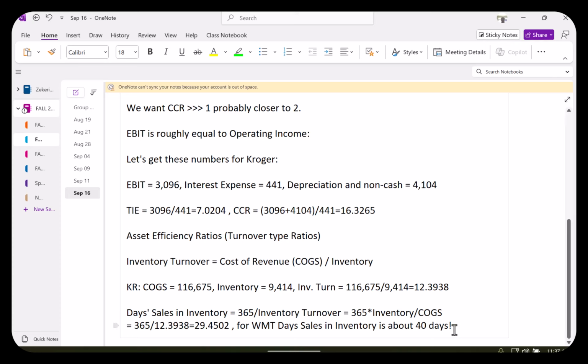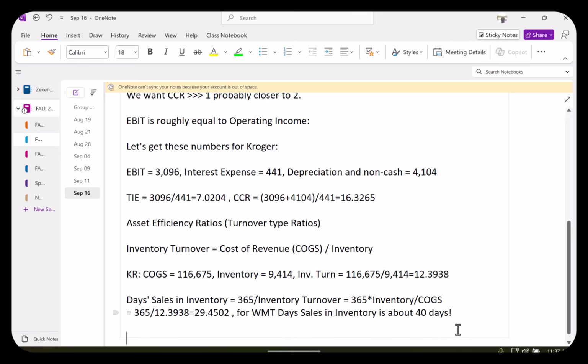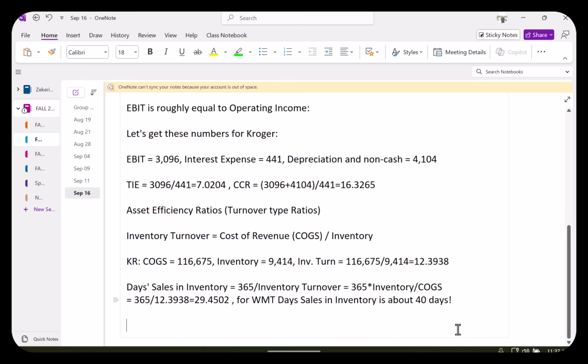Remember, if inventory stays on your shelves a longer time, it is more costly. Why? You spent the money to produce that inventory. You need to fund that money. So you want inventory turnover to be high. You want days sales to be low. The higher the inventory turnover, the more efficient your inventory system.